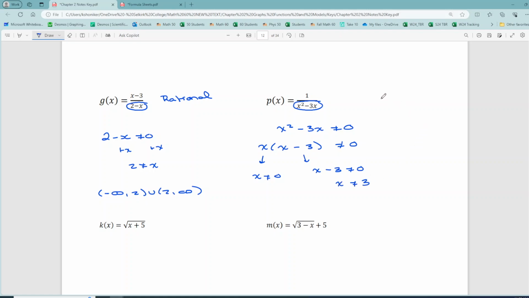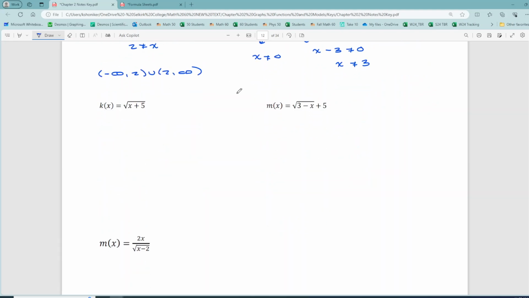So for me, my overall domain would be the set of x such that x cannot equal 0 and x cannot equal 3. Now I just do it with a comma. I think when I was reading the textbook it said x cannot equal 0 and x cannot equal 3. I'm like, why don't you just write it as one sentence? But whatever. Last couple here.